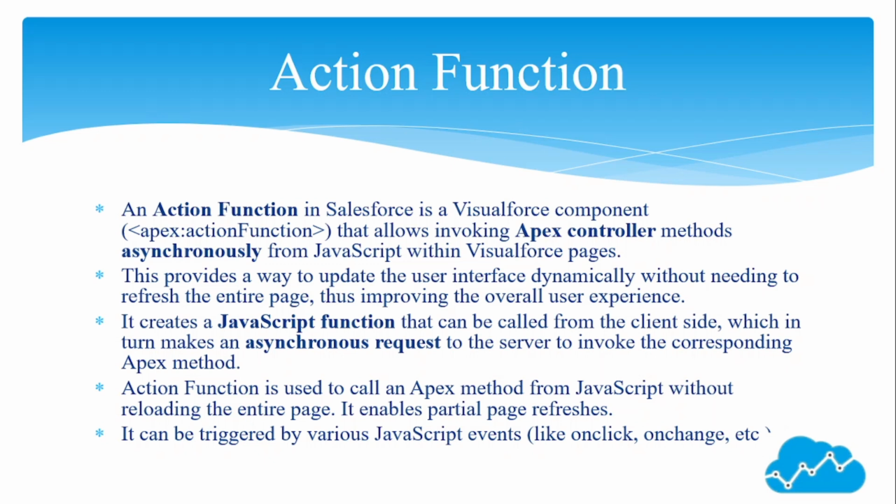Action function is used to call an Apex method from JavaScript without reloading the entire page. It enables partial page refreshes. It can be triggered by various JavaScript events like onClick, onChange.